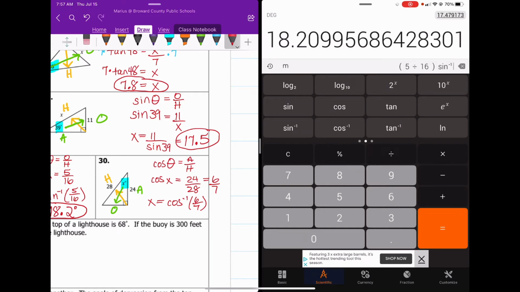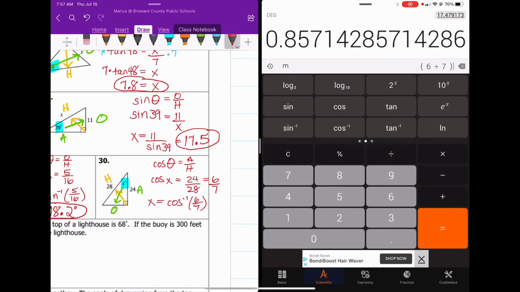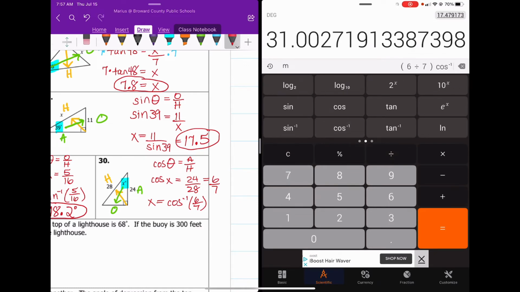So we're going to clear everything. We're going to do parentheses, 6 divided by 7. Close it, and then I'm going to hit the inverse cosine. So x is equal to 31.0 degrees. Okay.